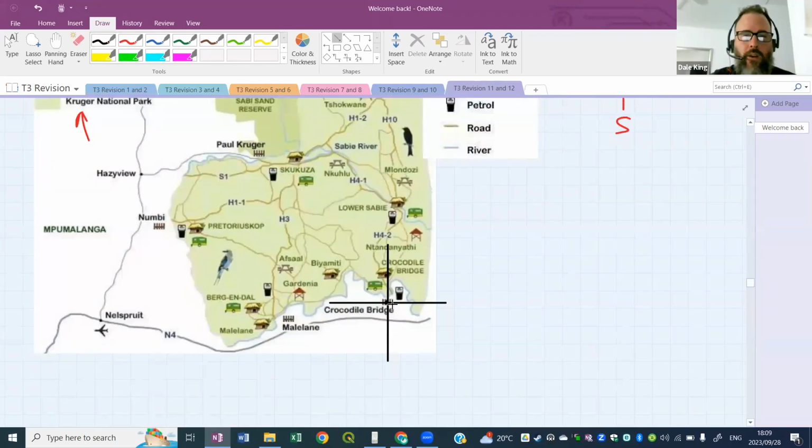So I'm going to draw an arrow northwest. Okay, now that's roughly northwest. So which gate is northwest of the Crocodile Bridge? And he's entering the park. Can you guys see on the map another gate along that line?